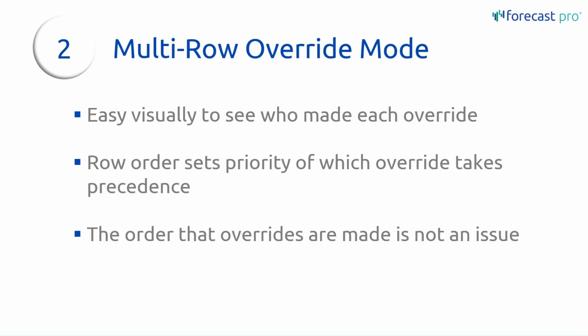This also allows us to assign priority of who gets the final say when making overrides, unlike in the standard mode where it's just the last person who made a change gets the final say. And because all of the overrides are intrinsically locked, we will always reconcile our hierarchy, and we will not allow people to make changes that will affect other overrides that have already been made.